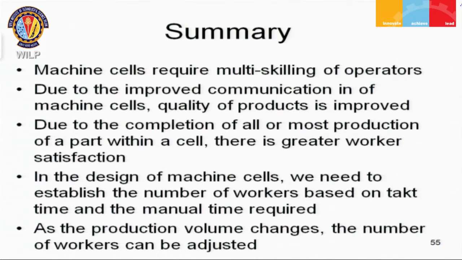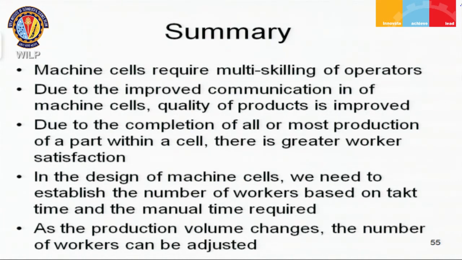And due to the improved communication of the workers in a machine cell, because of the U-shape, the quality of the products that are produced in the machine cell tends to be improved. Because of the fact that we tend to complete all of the operations for a particular part within a cell, you tend to have a greater degree of worker satisfaction in machine cells as opposed to traditional product departments.